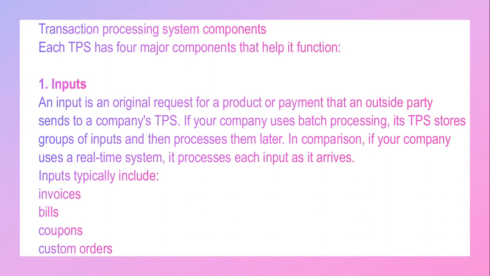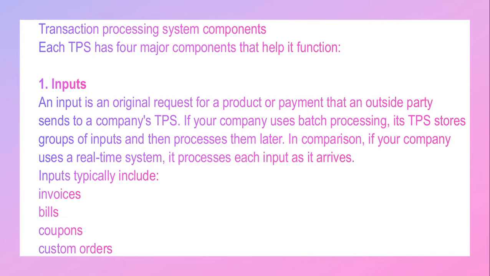Transaction processing system components. Each transaction processing system has four major components that help it function. First is input. An input is an original request for a product or a payment that an outside party sends to a company's TPS. If your company uses batch processing, its TPS stores groups of inputs and then processes them later. In comparison, if your company uses a real-time system, it processes each input as it arrives.